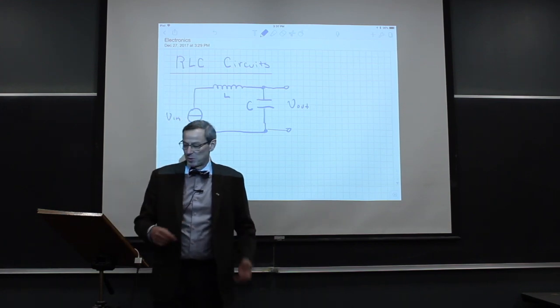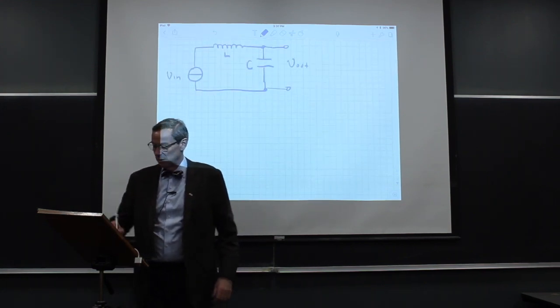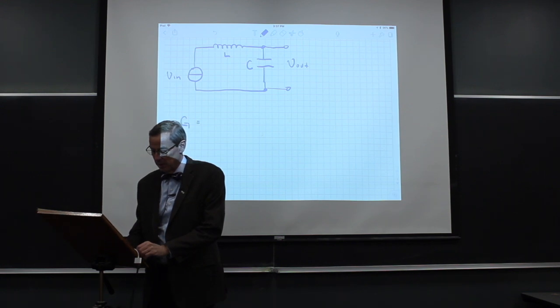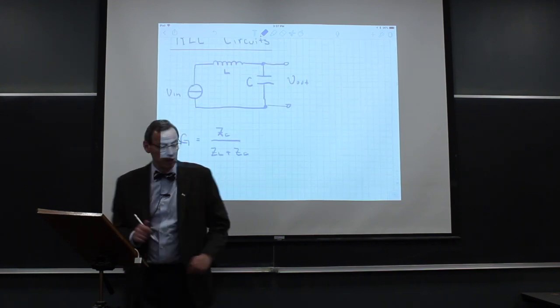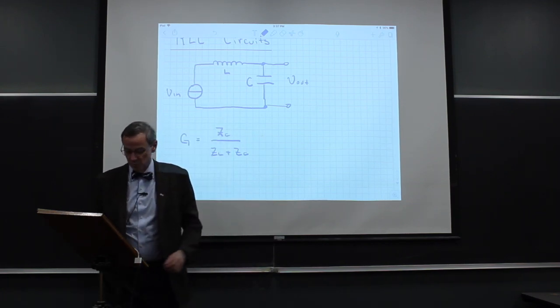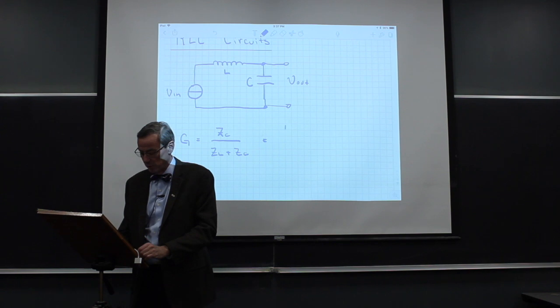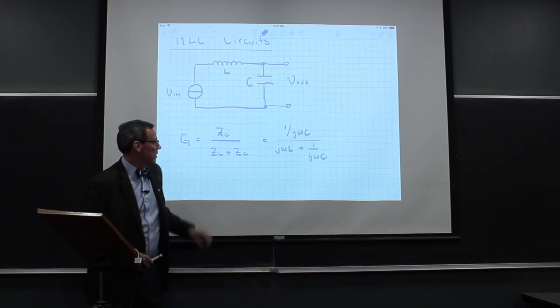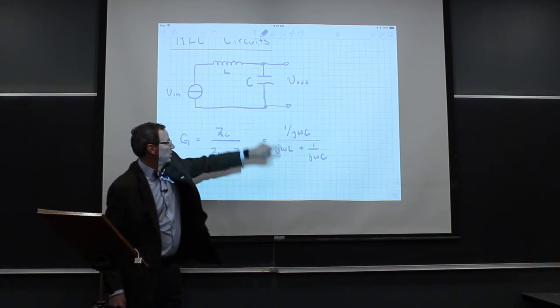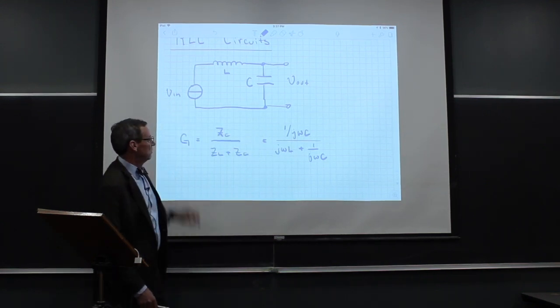This is a standard circuit, and we know that the gain of this circuit is simply the impedance of the capacitor over the impedance of the inductor plus the impedance of the capacitor. So, simple gain circuit here. We know the impedance of a capacitor is 1 over j omega C. Of an inductor, it's j omega L, and then plus 1 over j omega C. So there's the gain of this circuit. The output voltage is going to be this complex number times the input voltage.